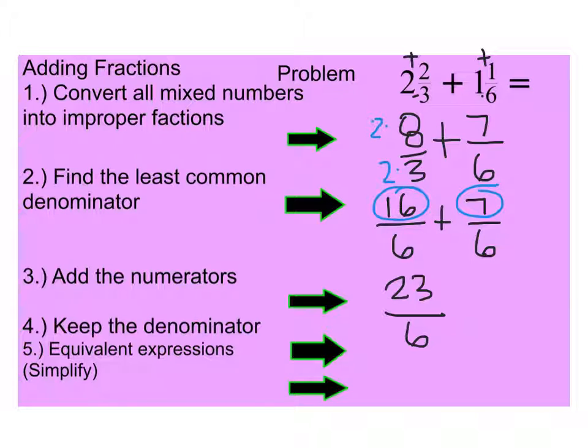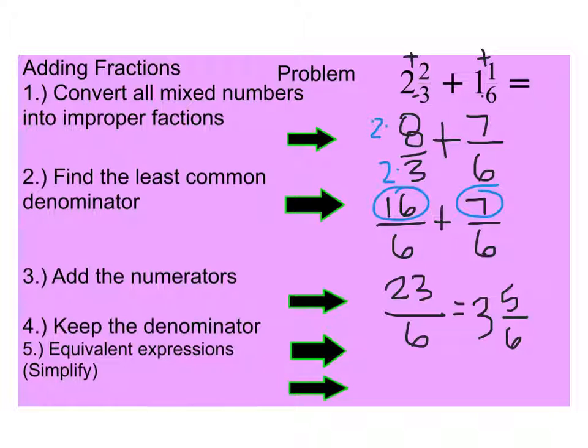Since 23 is bigger than 6, I want to start by figuring out how many wholes. So 23 divided by 6 is just short of 4, so I know that I have 3 wholes. 6 times 3 is 18. 23 minus 18 is going to be 5. So I have 5/6 left over.